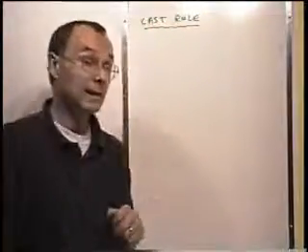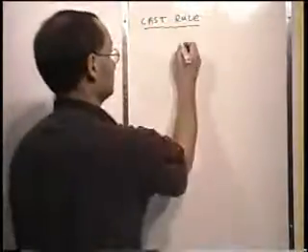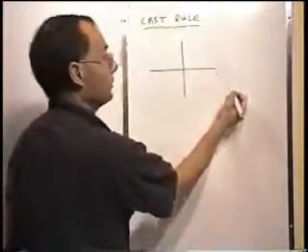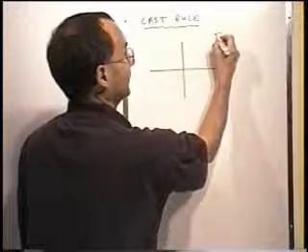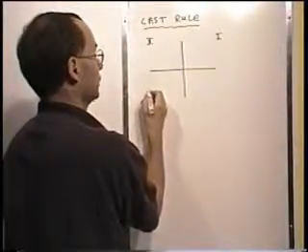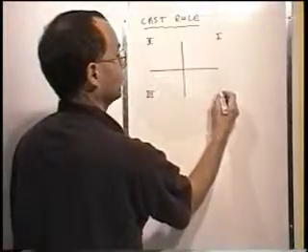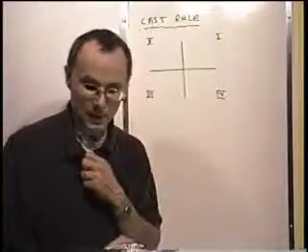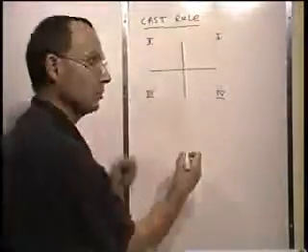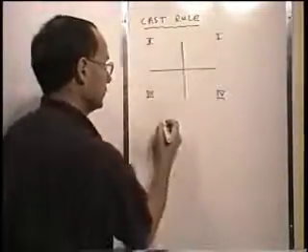The CAST rule basically tells us the following. I'm just going to draw my quadrants. By the way, the quadrants are numbered like this. That's quadrant 1, quadrant 2, quadrant 3, and quadrant 4. Now what I'm going to do is make a little observation here. And I'm going to do that with an actual example.